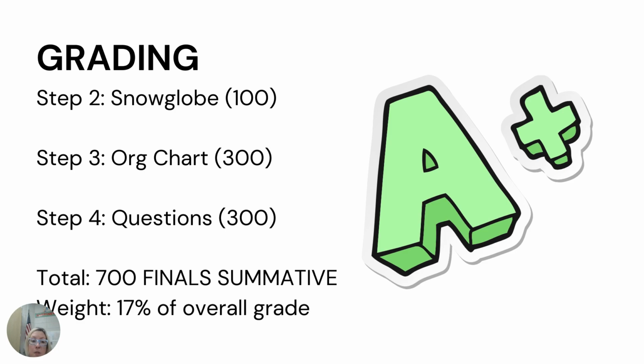All right? But just breaking it down for you, 700 points altogether, but it's a summative, and I'm going to weigh it at 17% of your overall grade. So the snow globe is worth 100, the org chart's worth 3, the questions are worth 3. Just get it done, folks.